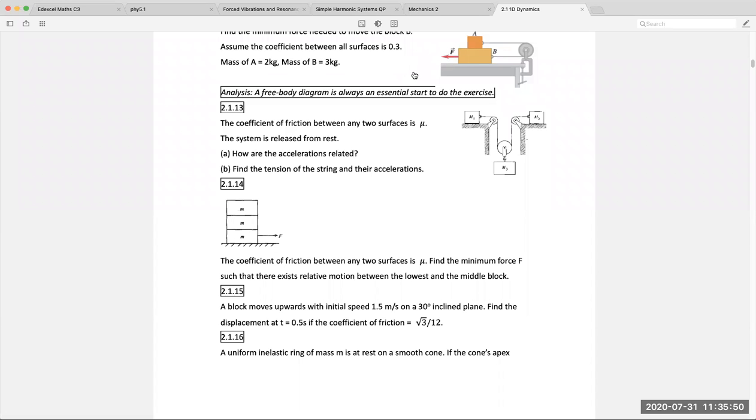So let's have a look at this question, 2.1.13.